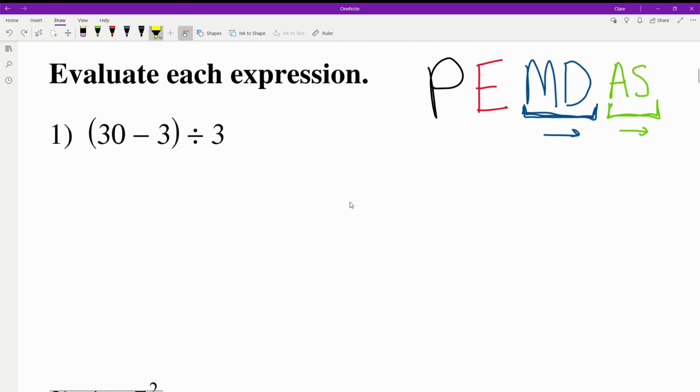In number one, we have 30 minus 3 in parentheses, divided by 3. So we're going to deal with our parentheses first. Within those parentheses, we have 30 minus 3, so that will be 27. And then from there, we'll do 27 divided by 3, which will give us 9. So 9 is our solution in number 1.